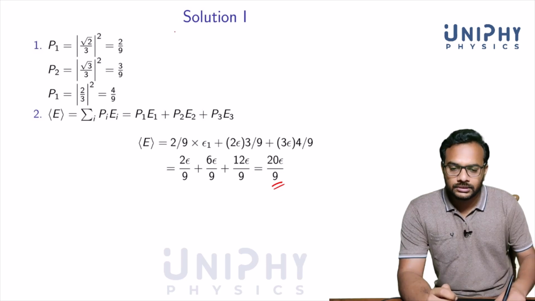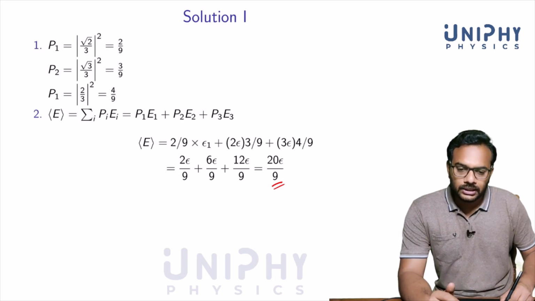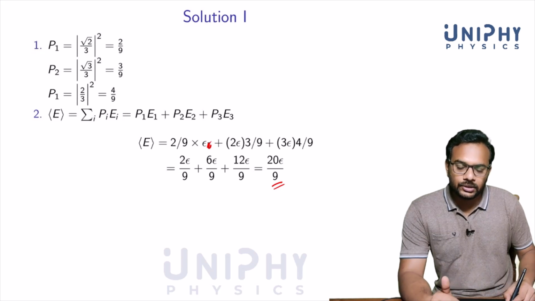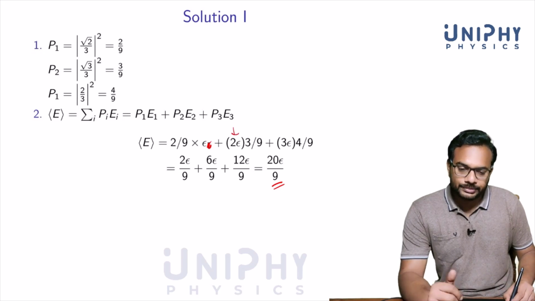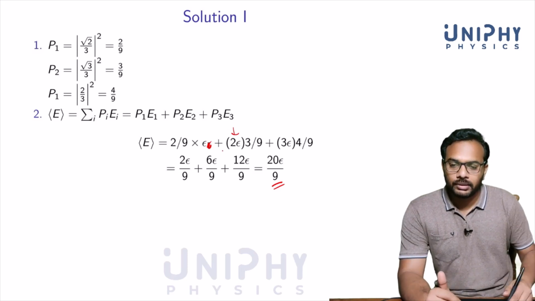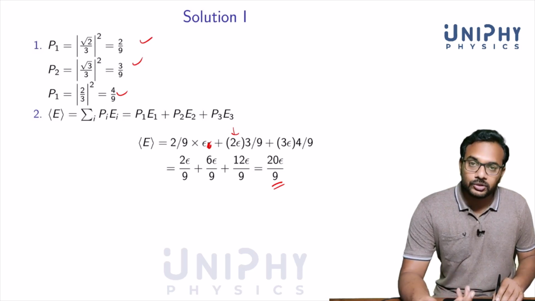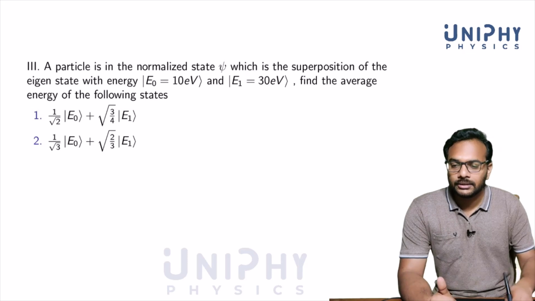So that's exactly what we have done here. It's 2 divided by 9 epsilon, plus the energy here is 2 epsilon multiplied by 3 by 9, plus 3 epsilon multiplied by 4 by 9. We have calculated the probabilities here. I hope that's clear. Such problems can be asked and you should be able to answer them really quickly.